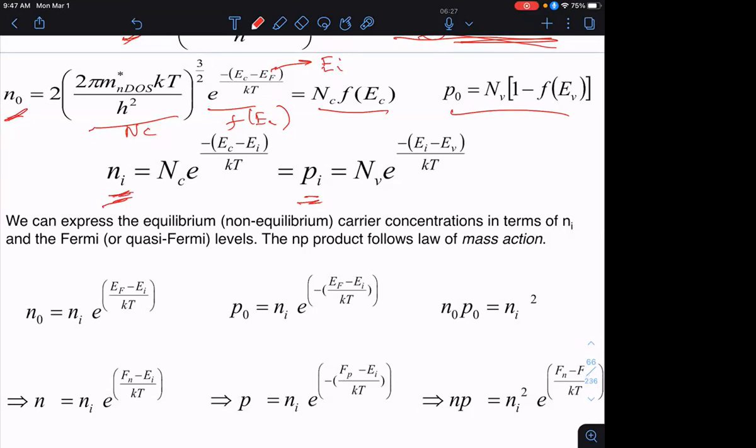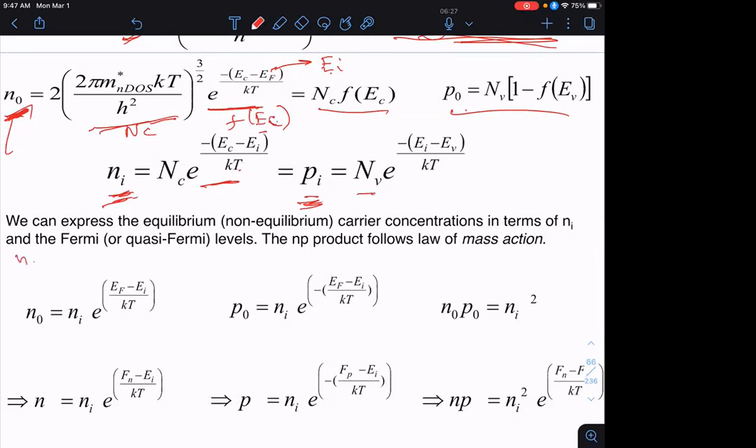To get those values, I simply, in this expression for N naught, replace EF by EI. So I end up getting this expression. So you get e to the power minus (EC minus EI) over KT times the effective density of states. Same for the holes, but there's a sign change. It becomes minus (EI minus EV) over KT times N sub V, okay? Now, once I have these expressions for the intrinsic case, you can rewrite the expressions for the doped case in another form. So you can either write it as NC times F at EC, okay? Or you can rewrite it in this form.